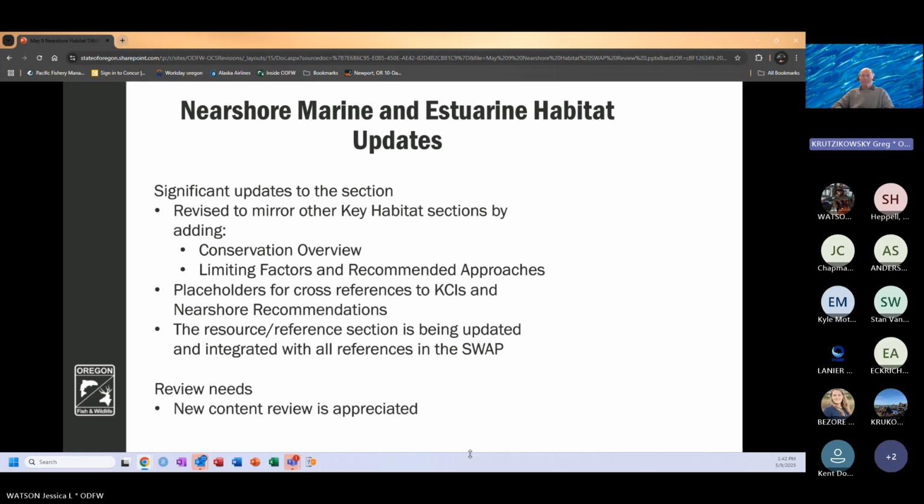And all of the resource and references section, that's being updated and integrated with all of the references that are in the SWAP. So we don't have those on the individual pages. So that's essentially what we would like you to do, is to review all of this content and provide us with your comments and feedback. Next slide, please.